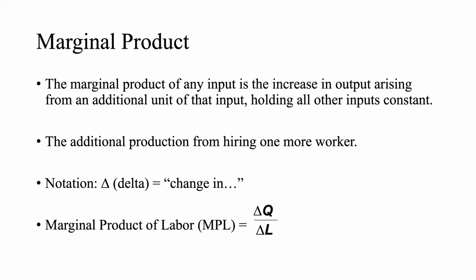Now we're going to be talking about marginal product of labor. So marginal product of labor is the change in quantity over the change in labor. I think the best way to think about it is the additional production from hiring one more worker. So the additional quantity produced from hiring one additional worker.